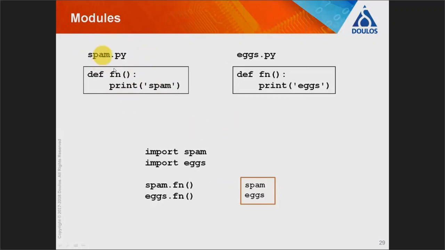So here we've got 2 Python modules, spam and eggs, that both contain a function of the same name. You then import Python modules into other Python programs using the import statement. So import spam simply imports the contents of the spam module into our current module. So here we're importing spam and eggs into the same module. We've imported 2 functions of the same name from 2 different modules, but we disambiguate those functions by actually prefixing each of the functions with the corresponding module name. So when we call the function spam.fn, it's going to print out spam, eggs.fn will print out eggs.